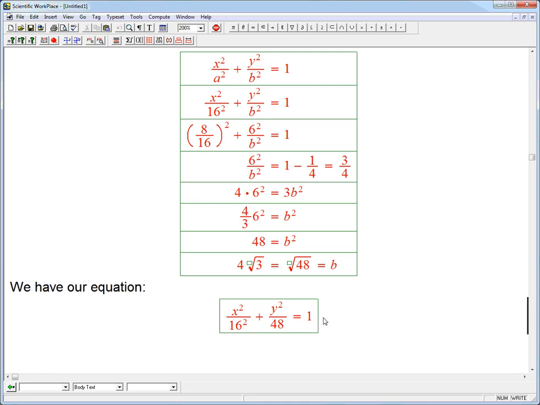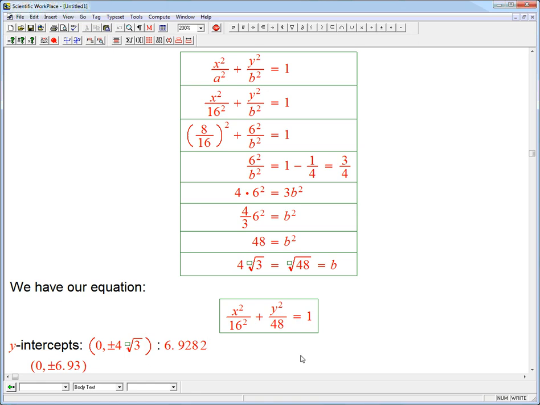And so in particular, that tells us the y-intercepts are going to be at 0, plus or minus 4√3. And 4√3, if I evaluate that, is about 6.9. So in other words, it's going to be at 0, plus or minus 6.92, or 6.93-ish. Okay, so that'll allow us to nail down that.